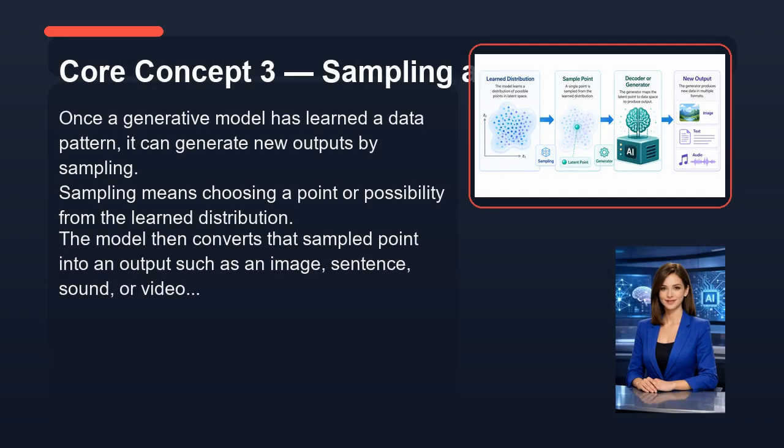Now let's look at core concept 3, sampling and generation. Once a generative model has learned a data pattern, it can generate new outputs by sampling. Sampling means choosing a point or possibility from the learned distribution. The model then converts that sampled point into an output such as an image, sentence, sound, or video frame. This is similar to a musician who learns a style and then creates a new song in that style. The new output is not a direct copy of one example. It is a new creation based on learned patterns.